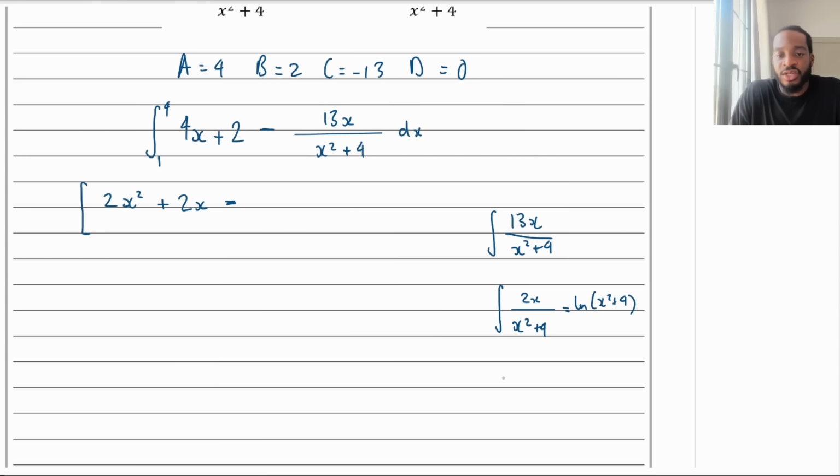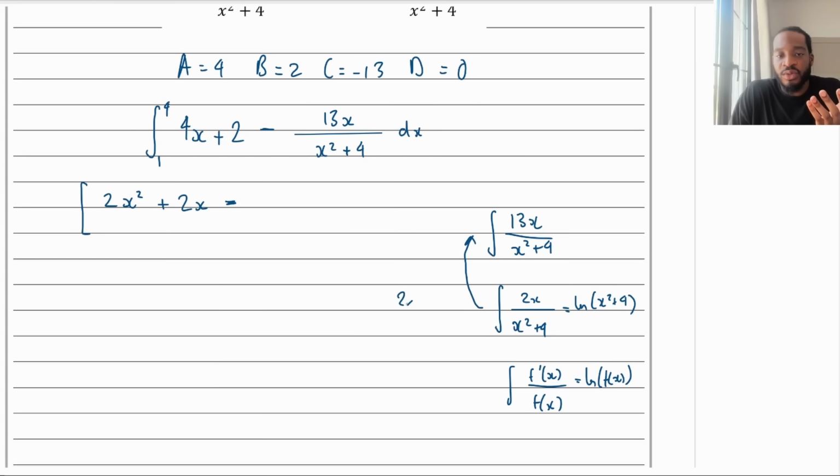Okay? This just comes from this standard result here. The integral of f dash of x over f of x is equal to the ln of f of x. So what you want to do with this one is the reverse chain rule. How do I go from this integral at the bottom here with a 2x to a 13x? How do I go from 2 to 13?